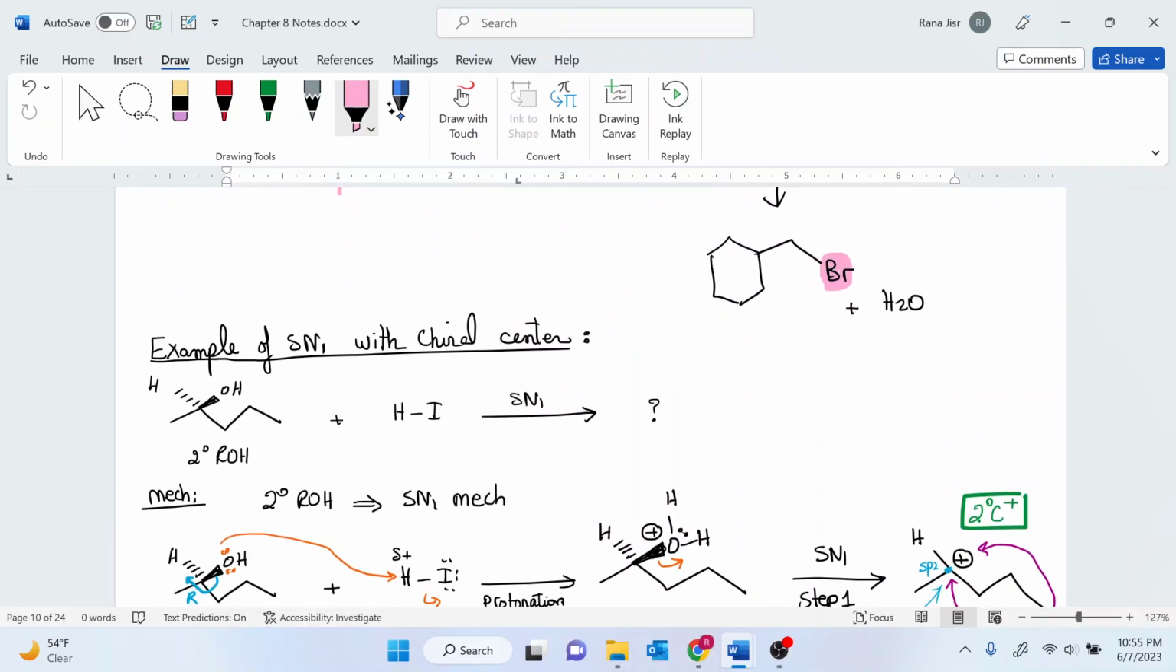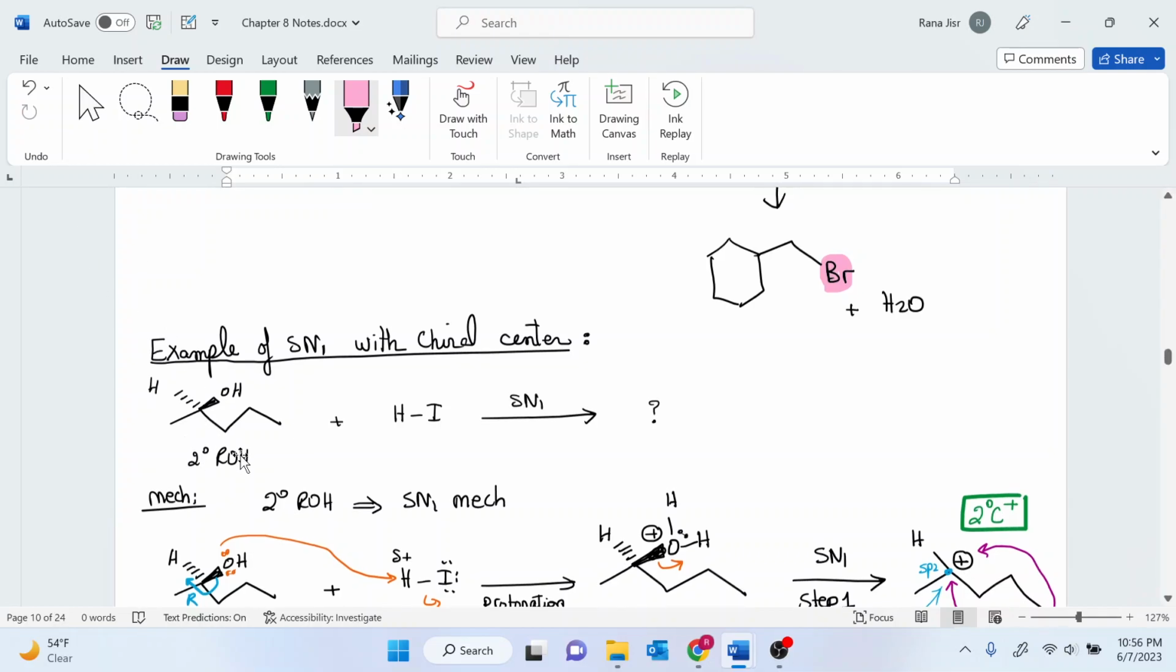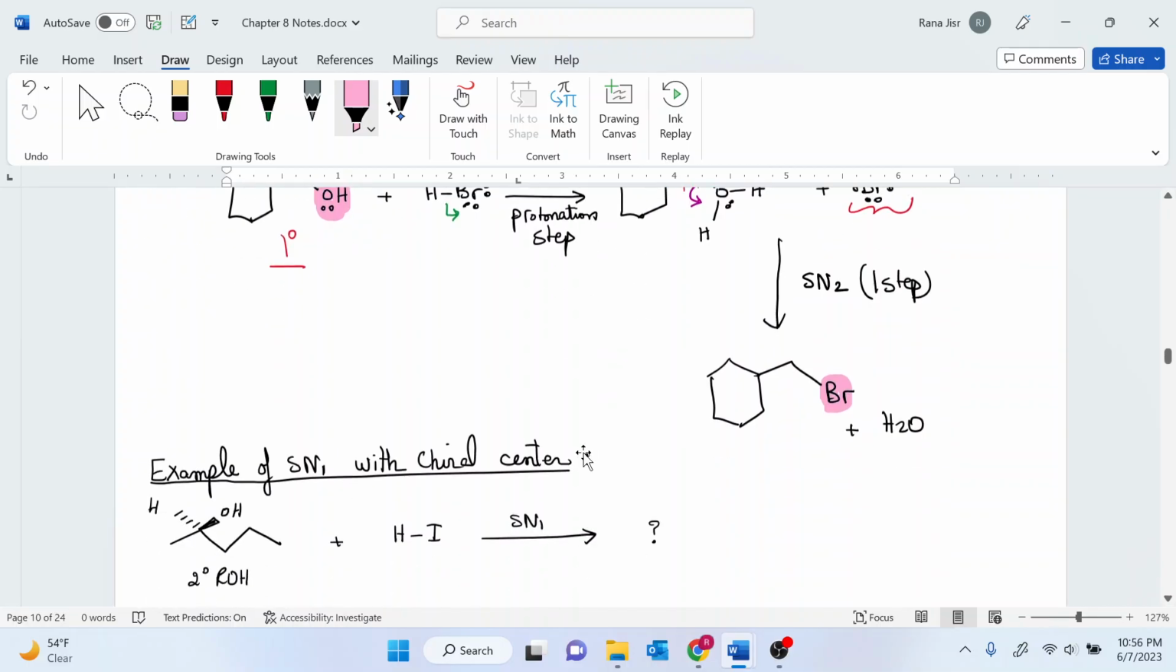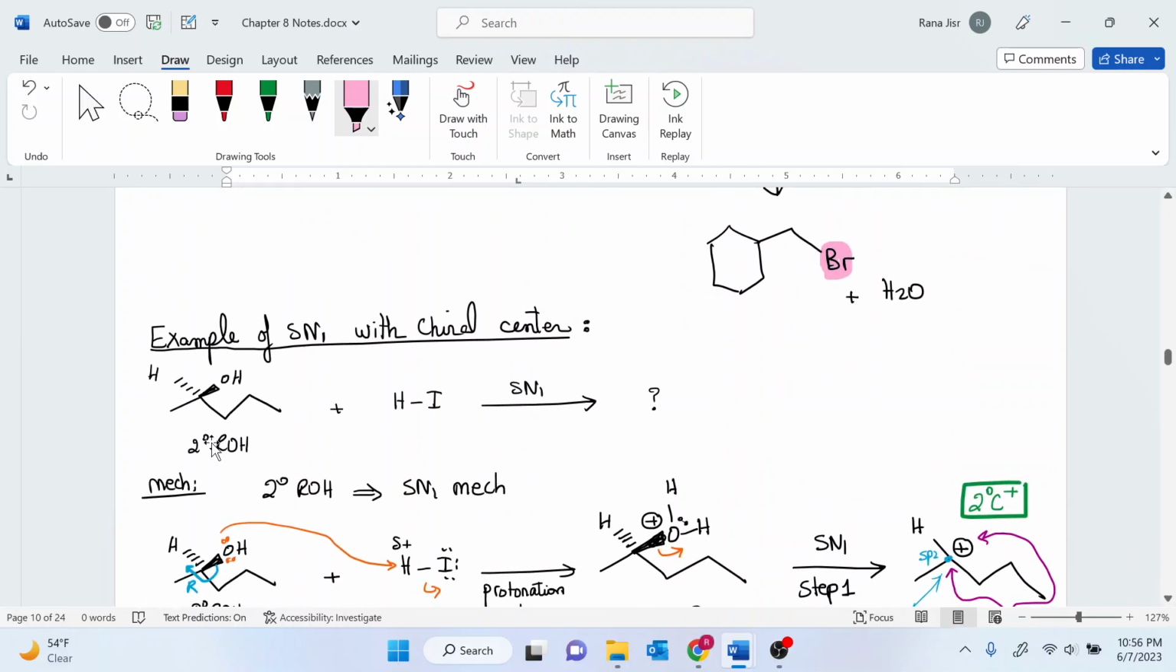Let's go ahead and consider if we have a chiral center in this case. Here I am having an example of a secondary alcohol. First, it was a primary alcohol. The mechanism proceeded by an SN2 mechanism. Here now it's a secondary alcohol, so the mechanism is going to proceed by an SN1 mechanism. I'm starting with a chiral center, so I need to consider stereochemistry throughout.